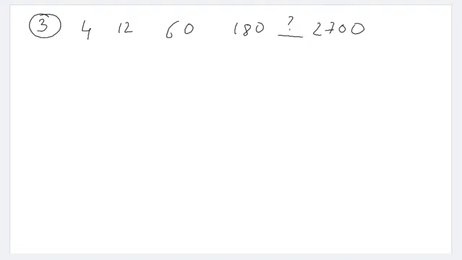Now see, in the first two questions, the numbers were very close to each other, so we were finding the difference between the numbers. Now, if you see here, numbers are jumping. Jumping in the sense from 4 directly going to 12. Okay, this is close by. 12 to 60 is also close by. But from 60 directly going to 180, and 180 directly skipping one number and going to 2700. That means numbers are jumping.